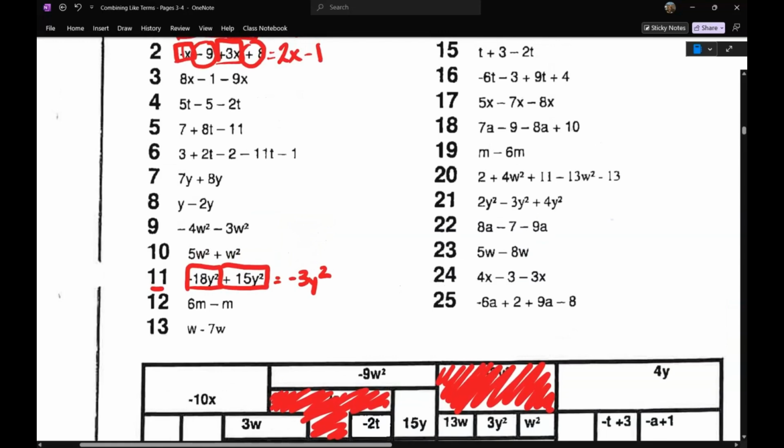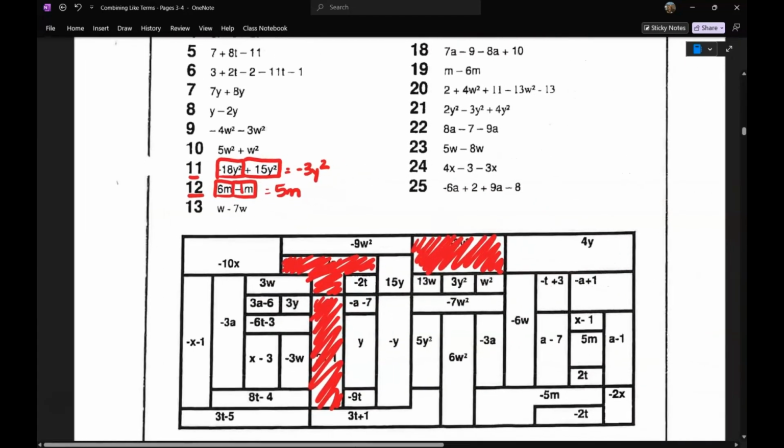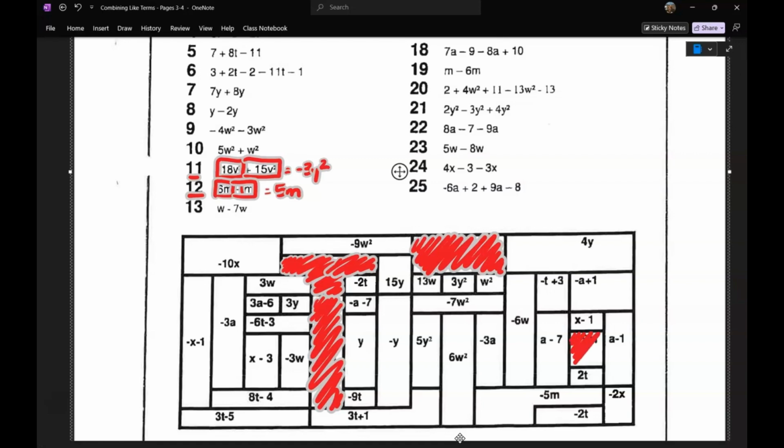How about number 12? 6m minus m. Remember, when there's not a number, it's a 1. So we're just doing 6 minus 1. It's easy. That's 5, and the variable is m. He's hiding over here.